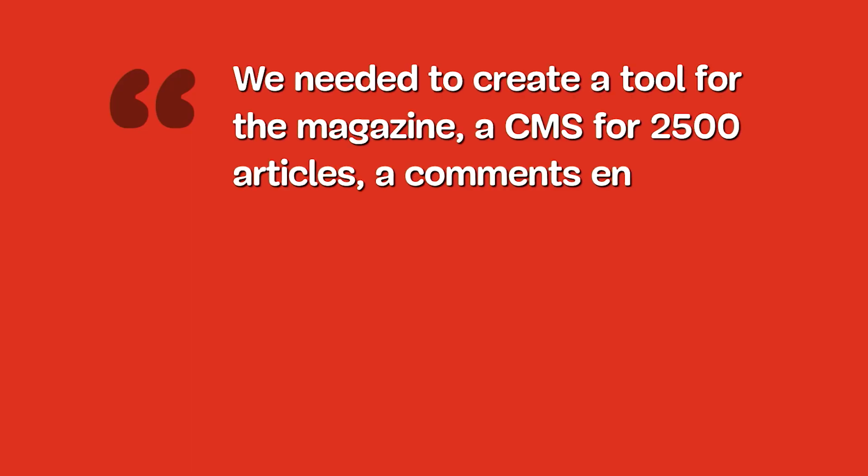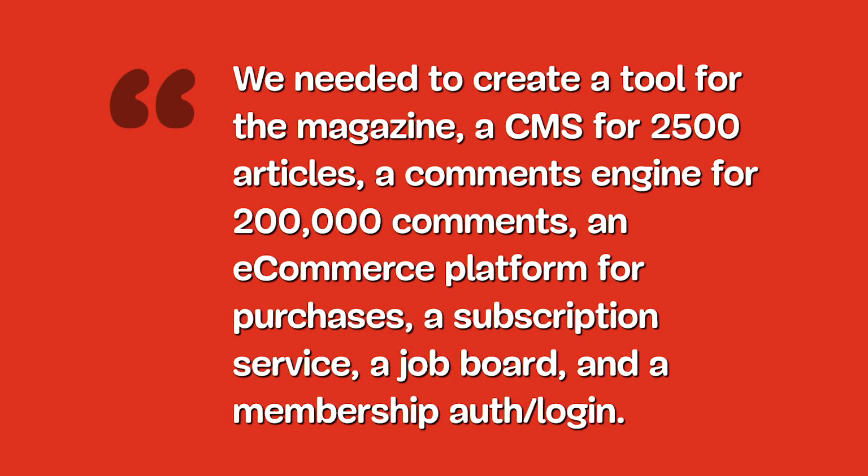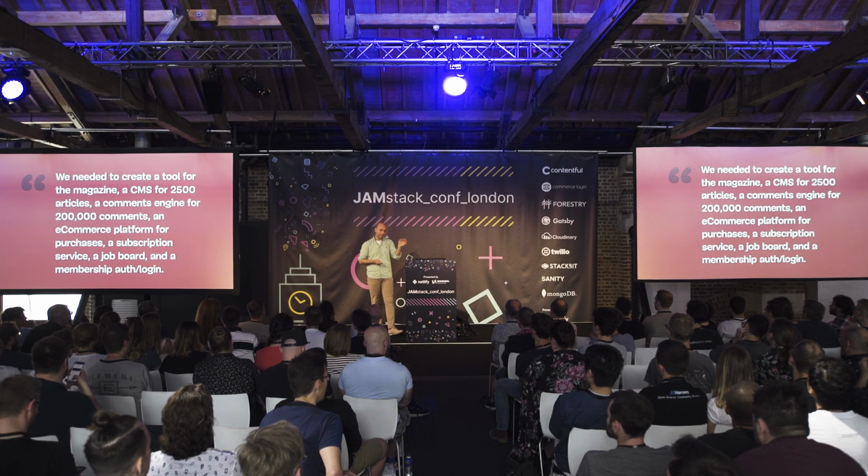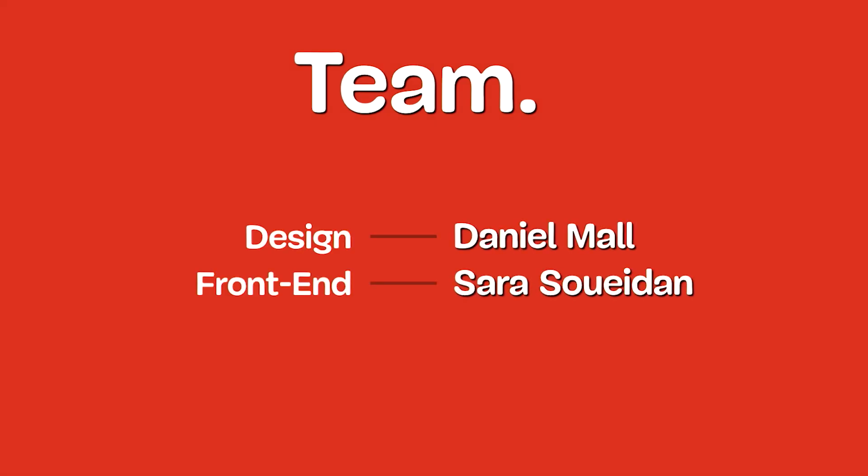And we had a lot of moving parts at the time. So we essentially needed to create a tool for the magazine, a CMS for 2,500 articles, now it's 3,000, a comments engine for 200,000 comments, an e-commerce platform to sell stuff, a subscription service, a job board, and a membership authentication login. And it had to work across every instance of the product, or every product that we were going to sell. So we had to build it from scratch. And that caused us to come up with a team that would actually make it work. And so we had Daniel and Sarah helping us out with design and front-end.